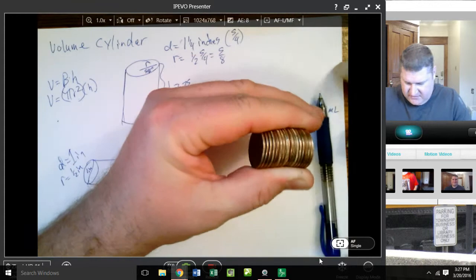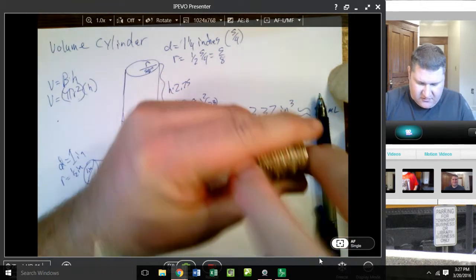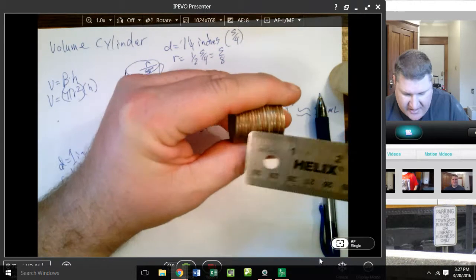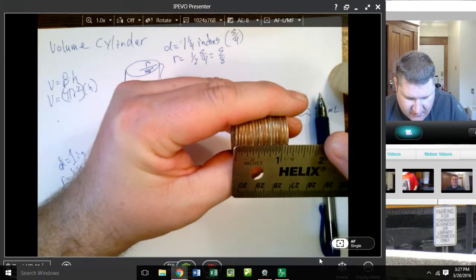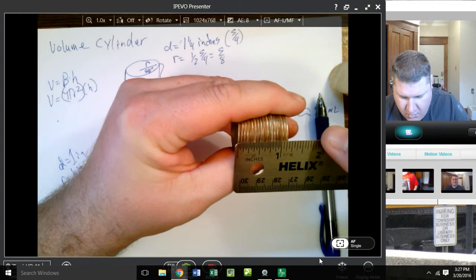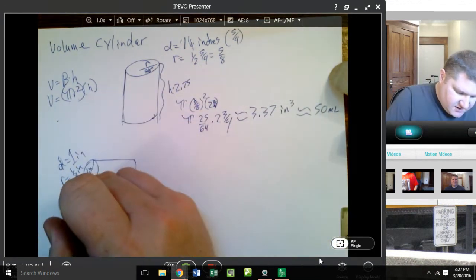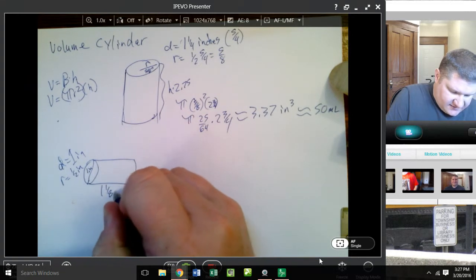Now the height of this, let's figure out what the height is. I don't know what the standard quarter height is, but if I knew the standard height of a quarter, I could just measure by how many quarters. But putting them together, I come up with 1 1/8 inches.